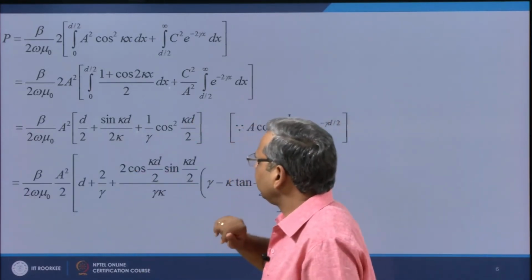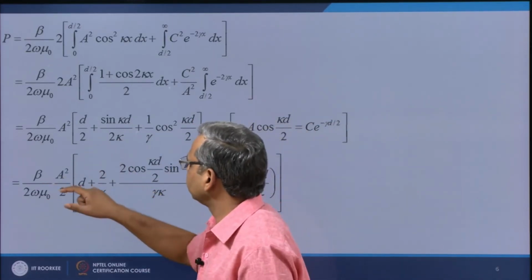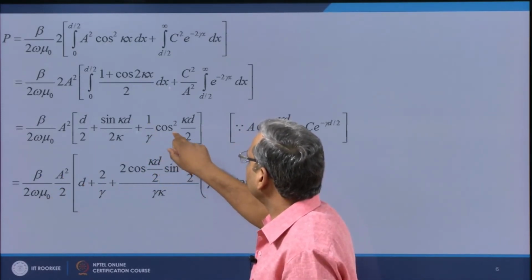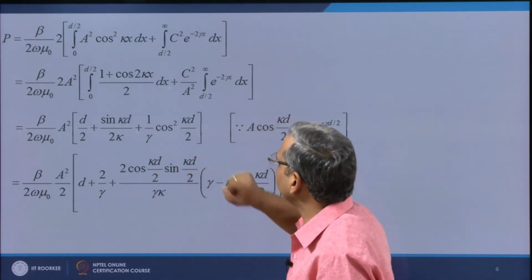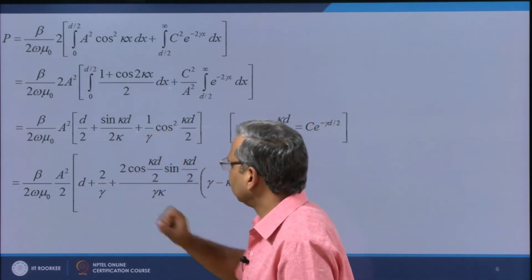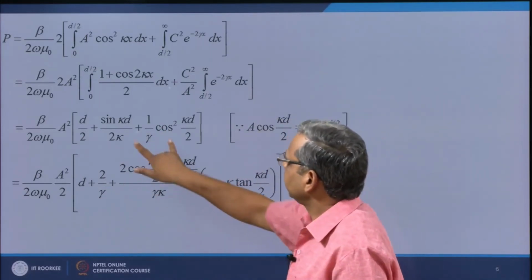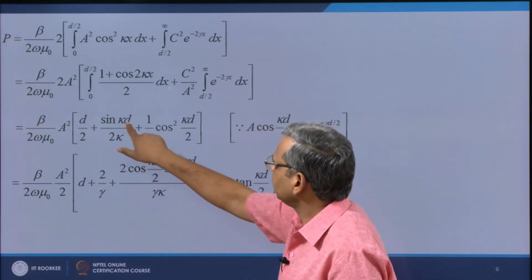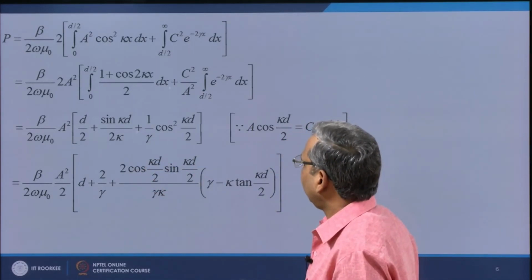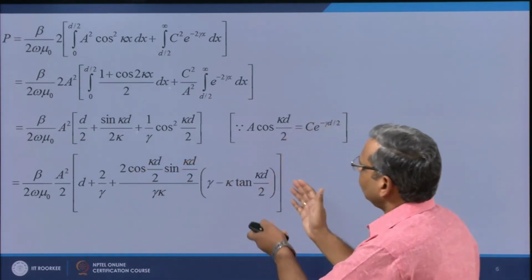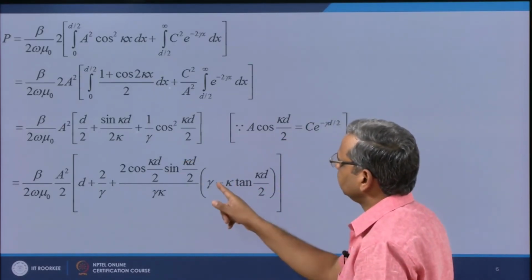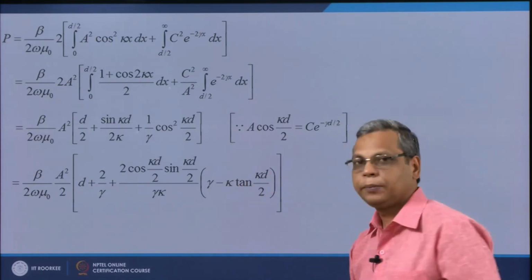This I can further simplify. So, I take this factor 2 outside. So, this becomes d and this becomes 2 over gamma cosine square kappa d by 2, which can be written as 1 minus sine square kappa d by 2. So, this 2 over gamma which is associated with 1 comes out here, and the rest of the terms I can write, with sine kappa d as 2 cosine kappa d by 2 sine kappa d by 2, and I take this common. So, in the bracket inside I will be left with a term which goes as gamma minus kappa tan kappa d by 2.